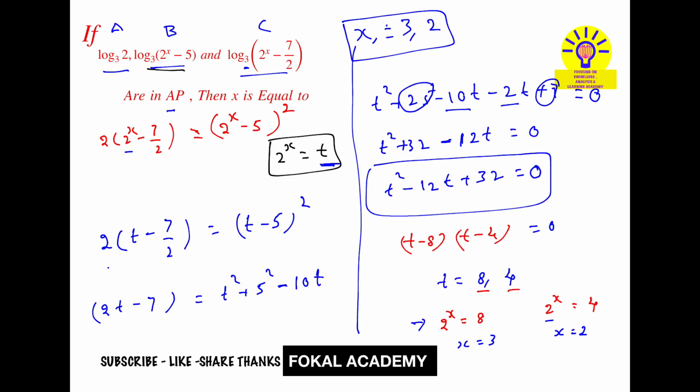But here, when we substitute 2 in this term, it is not defined. So 2 is not valid for the solution. For this problem, only x equal to 3 is valid. Whenever x equals 3, it gives values for all the terms. But whenever x equals 2, it does not give a value for this B term. So only x equal to 3 is valid for all the terms, and that is the only solution for the given problem.